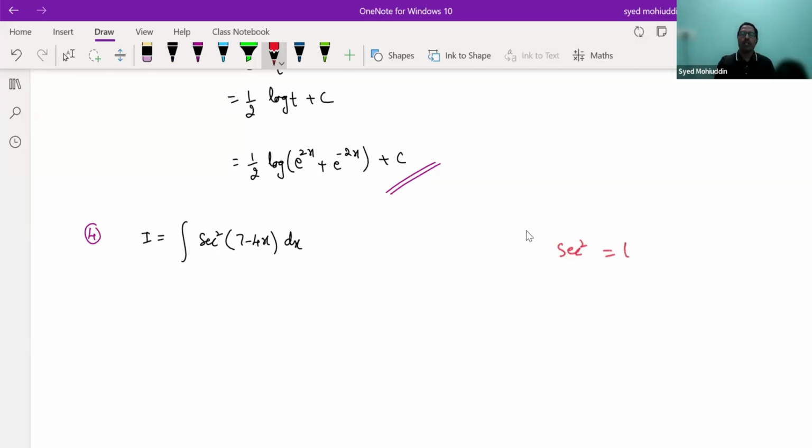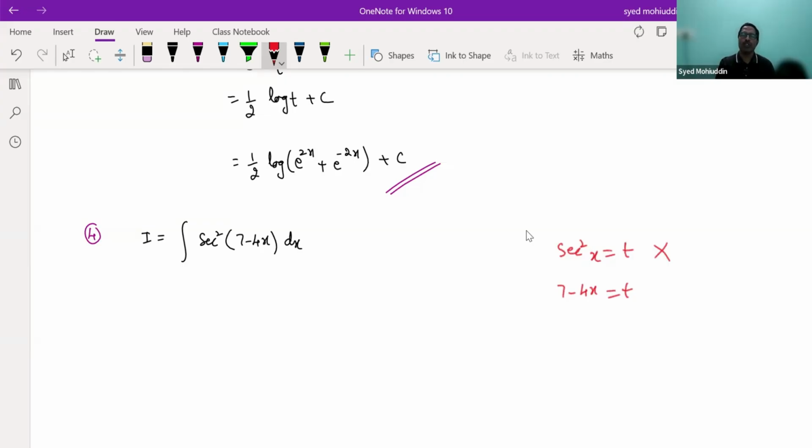Secant square as t doesn't make any sense at all. A trigonometric function without that angle doesn't make any sense. So secant square x is not at all there here, so the possibility of taking this as t doesn't arise at all. The only other term that is left out is 7 minus 4x, because the whole term you can take this as t, right? Are there any other possibilities?